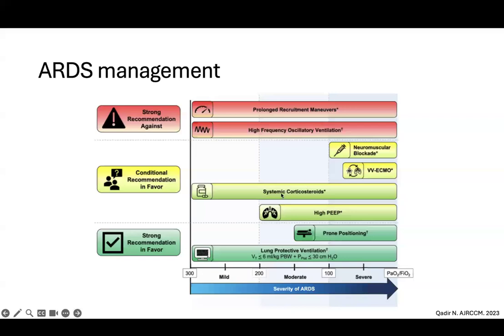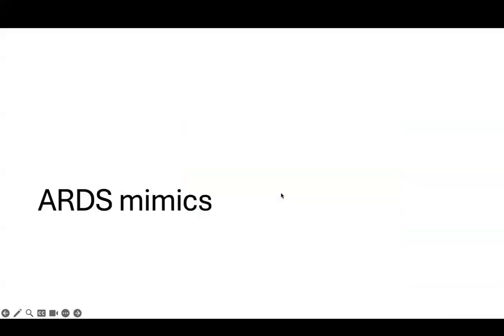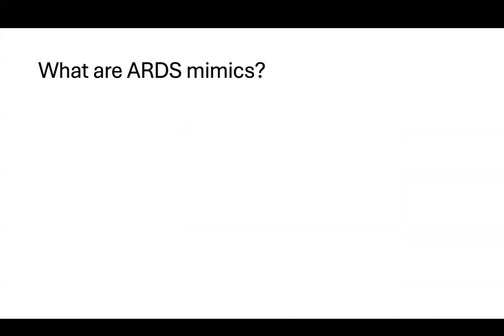Now, what is the point? Why do we have to look at ARDS mimics? So we have a definition, we have bilateral infiltrates, we have a PF ratio. So many people come with this, just manage with the ventilator, just manage with steroids, it is done. That's not really how it is.